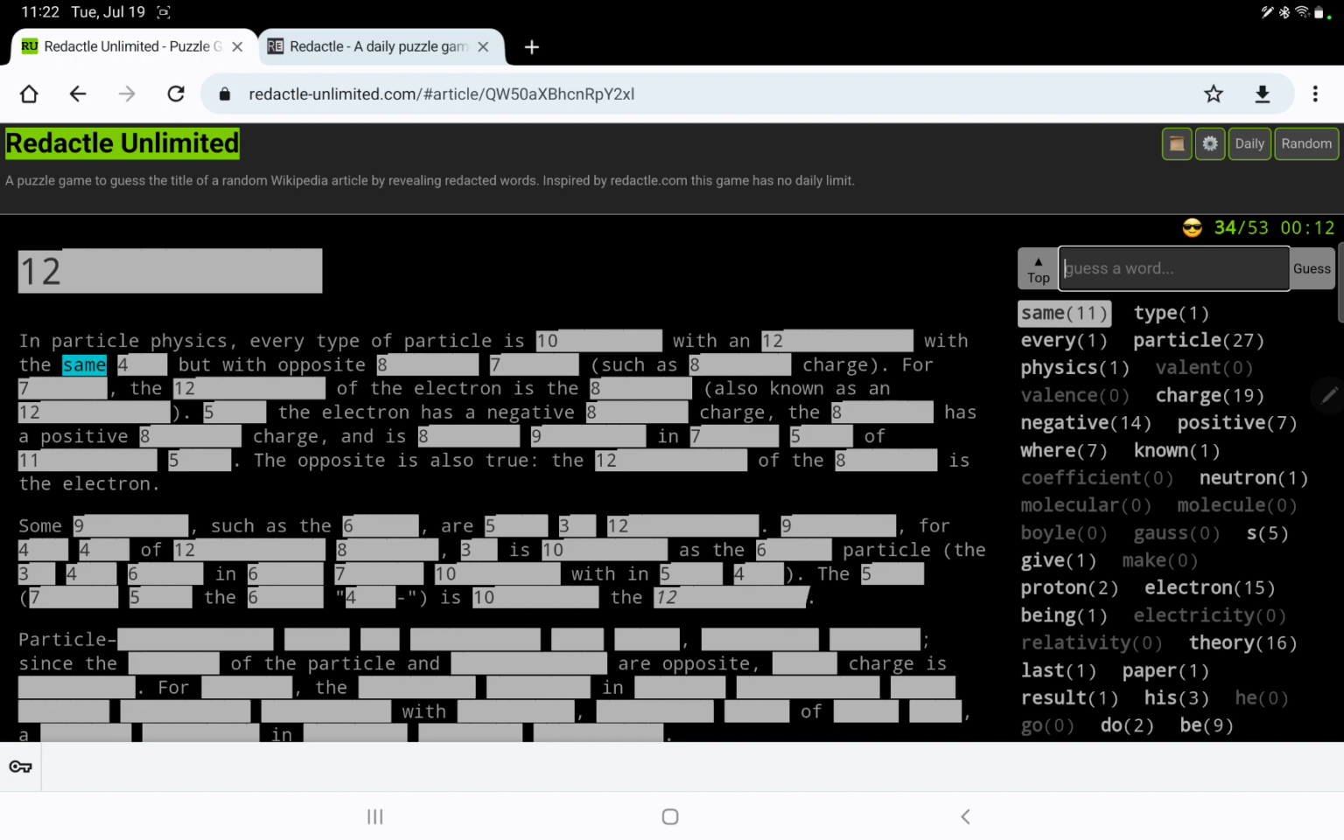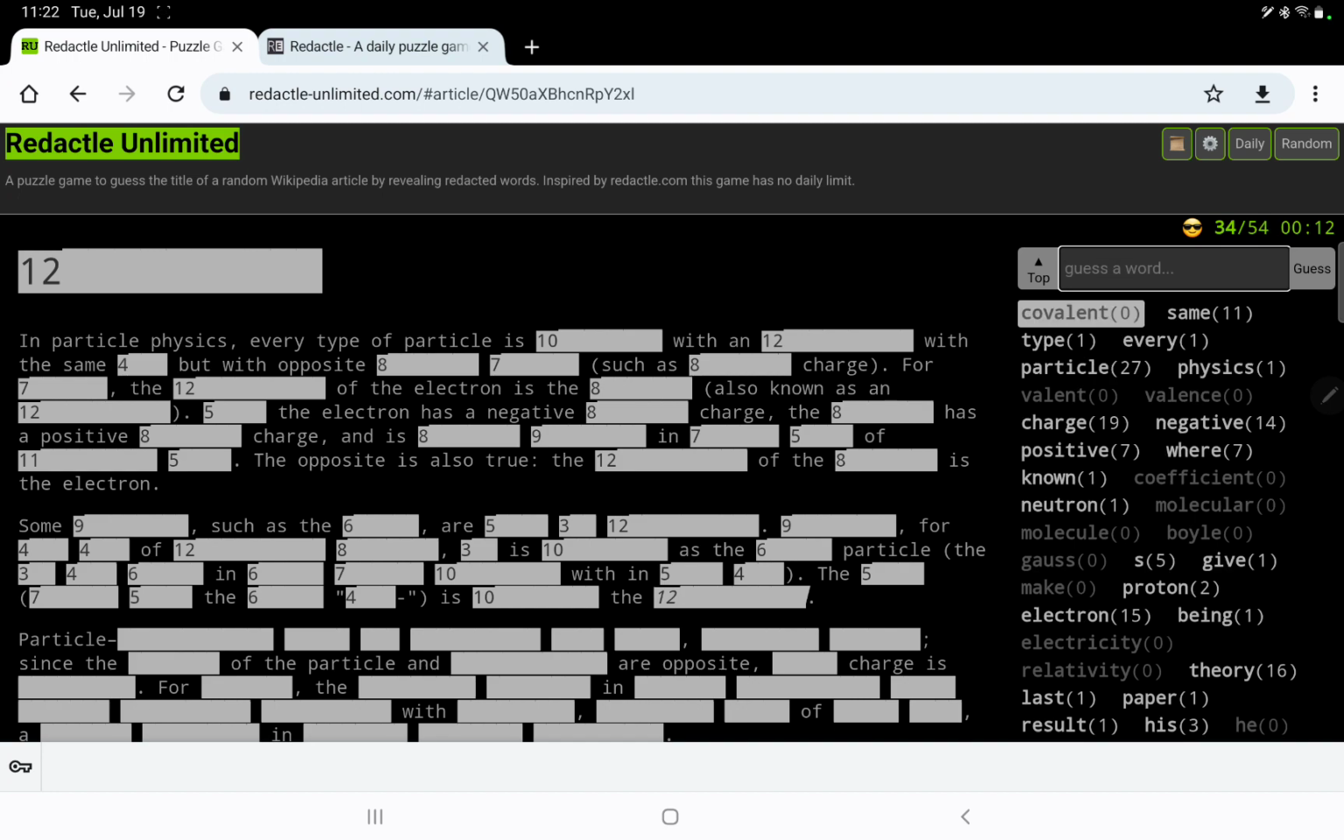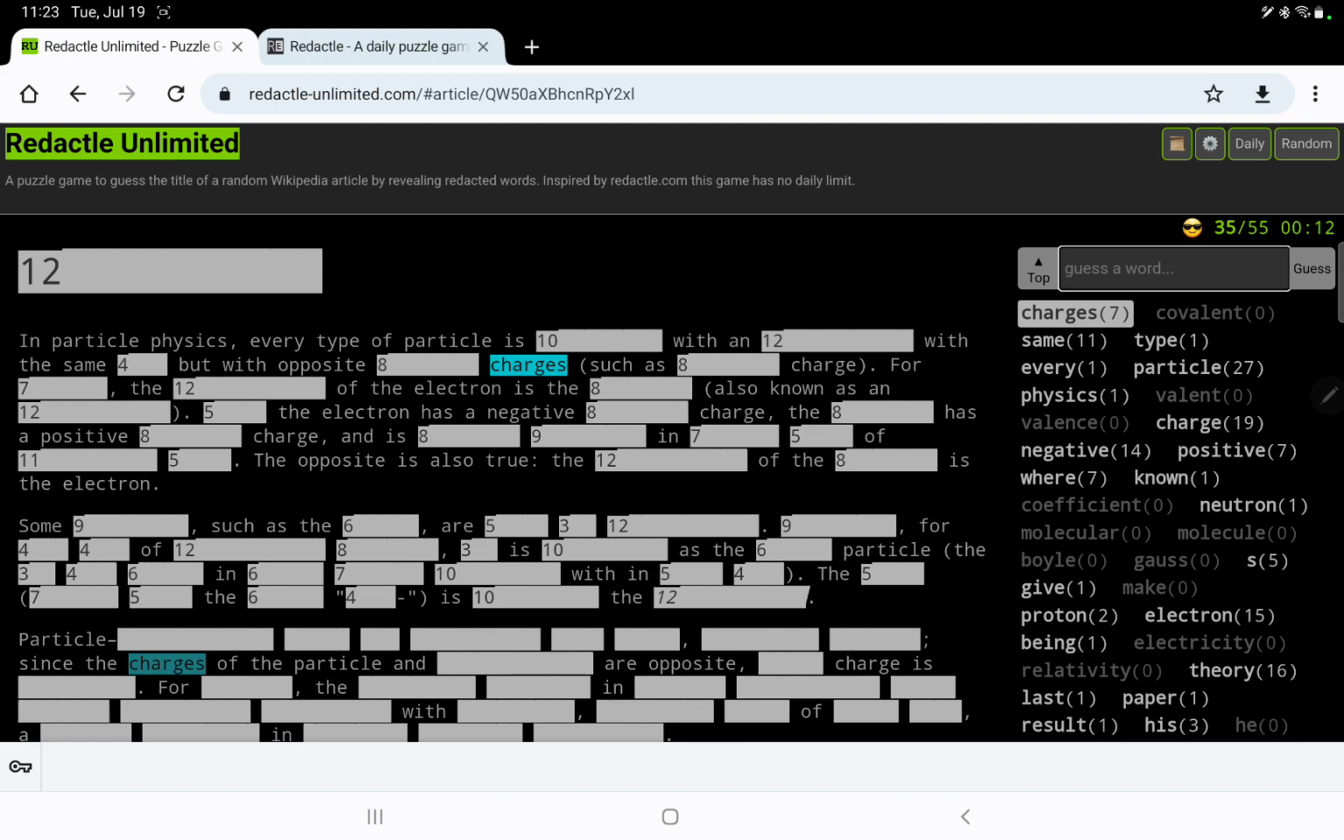Oh my goodness, is there a covalent? No. But with opposite something, oh, maybe charges. Did I do the plural? No, so that's what it was, but with opposite. So what is this 8-letter word that keeps coming before charge? And it can be a positive blank charge or a negative blank charge. My goodness.